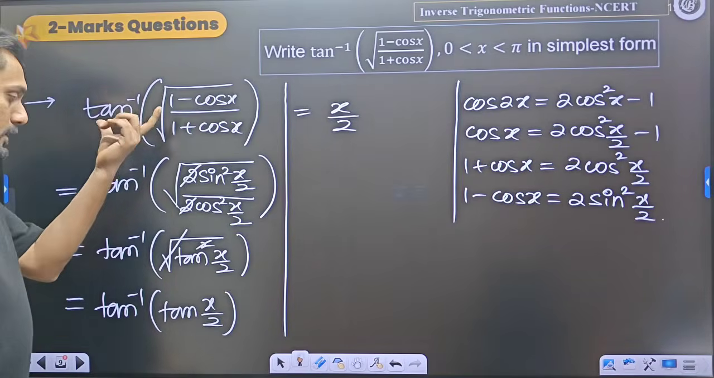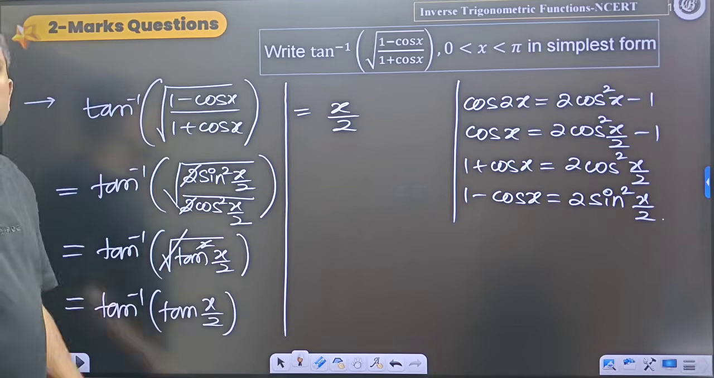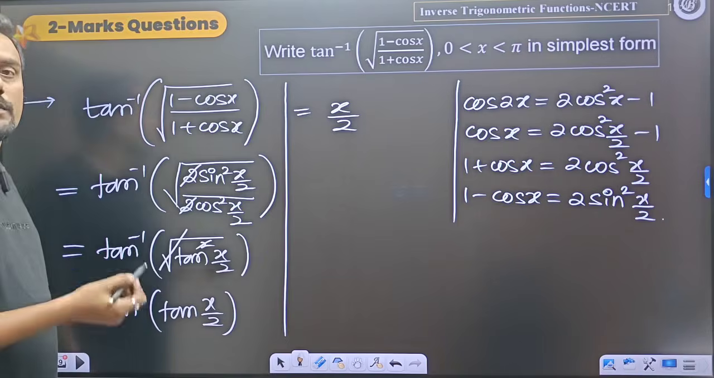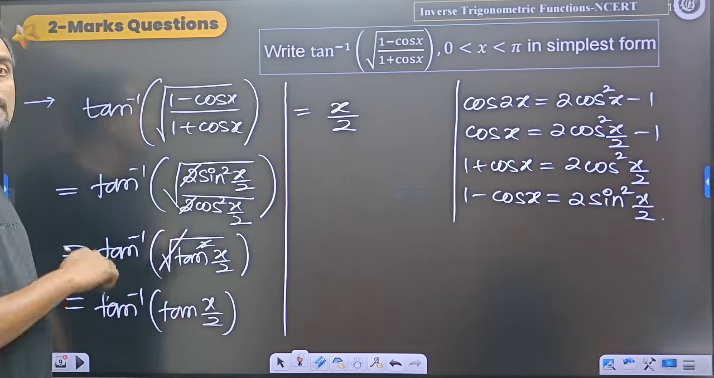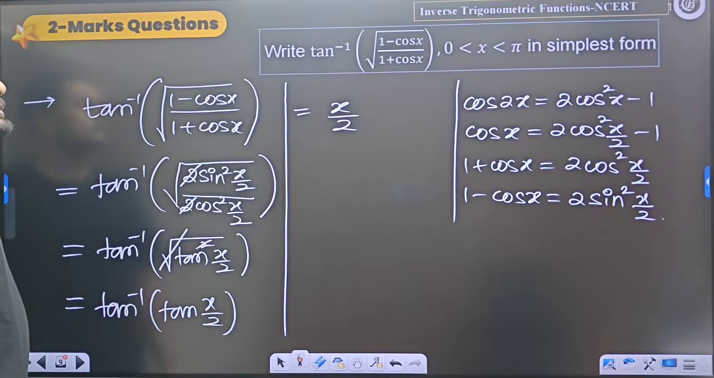For this, whatever we have solved here, we need a lot of foundation knowledge. Then only are we able to solve the questions from inverse trigonometric functions. Pause the video and note down the answer.